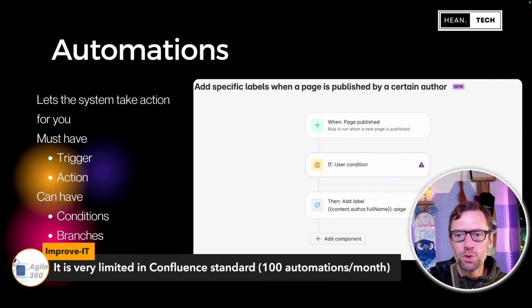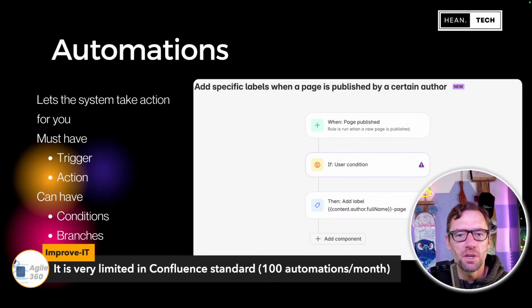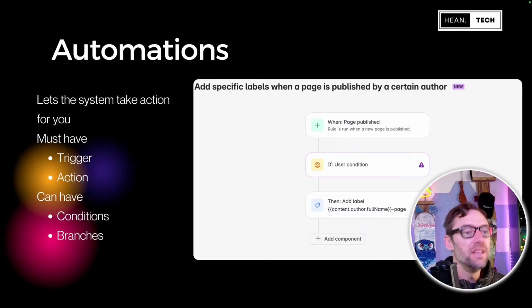Now, Improve IT is pointing out automations are a feature available in every cloud version. However, you only get 100 executions of any automation in a month on standard. So you'll need to consider your tier and work with your team to only put in automations that you need, but they have the system take some action for us. They need a trigger when they start. They need some kind of action. What do they do? But they could also have a condition.